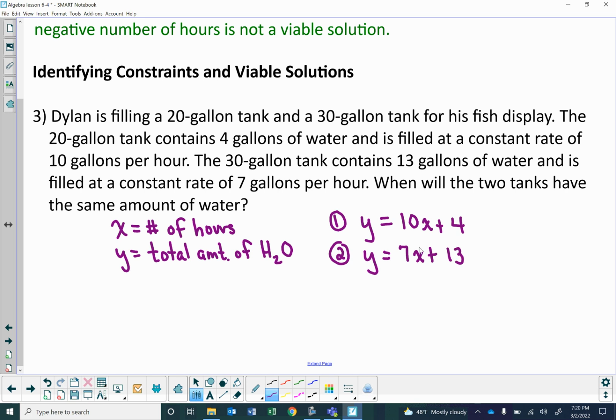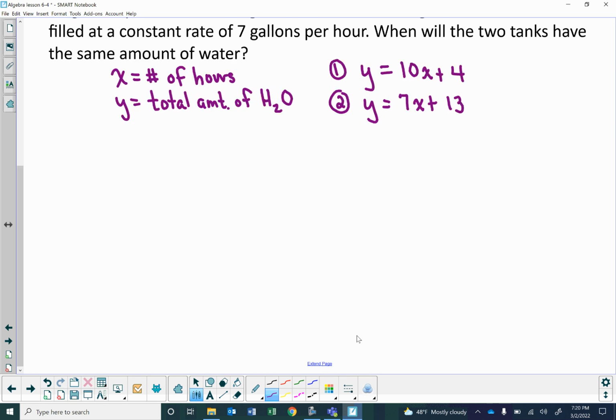Okay, now this is another problem in which I'm looking at this going, wow, substitution would be simple with this, because I have both of these in terms of y, so I just need to set one equation equal to the other equation. Since y equals 10x plus 4 in the first equation, and in the second equation y equals 7x plus 13, I can substitute in 10x plus 4 for y in the second equation. So in equation 2, I have y, which is actually 10x plus 4, is going to equal 7x plus 13.